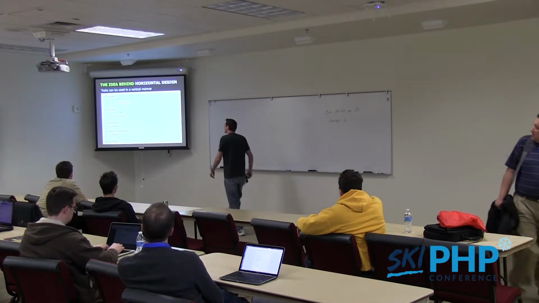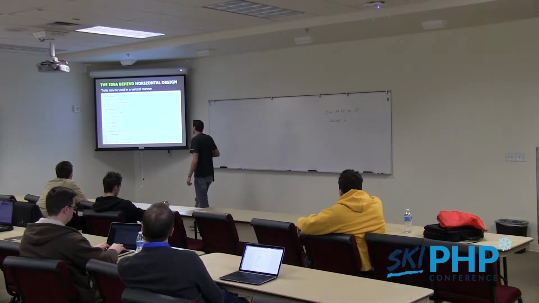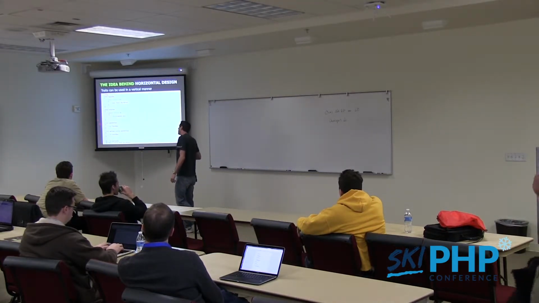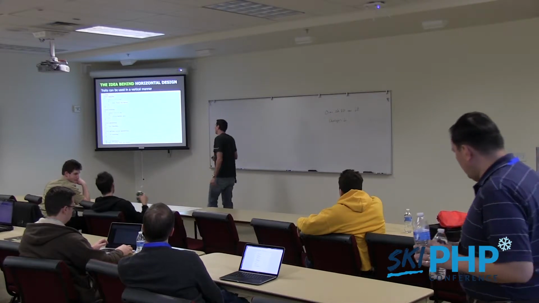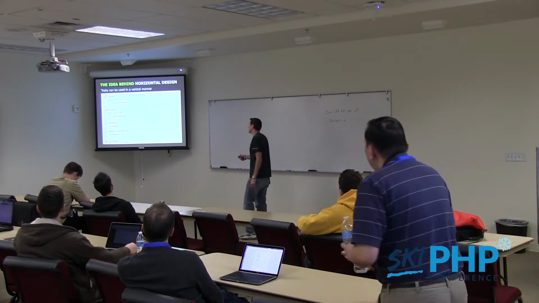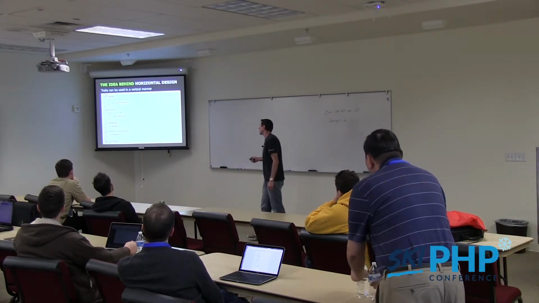Traits can also be used in a vertical manner. We have, again, trait 1, trait 2, and then we have our parent class, and then we have our my class. So in our parent class, we're using trait 1. In our my class, we're going to use trait 2.